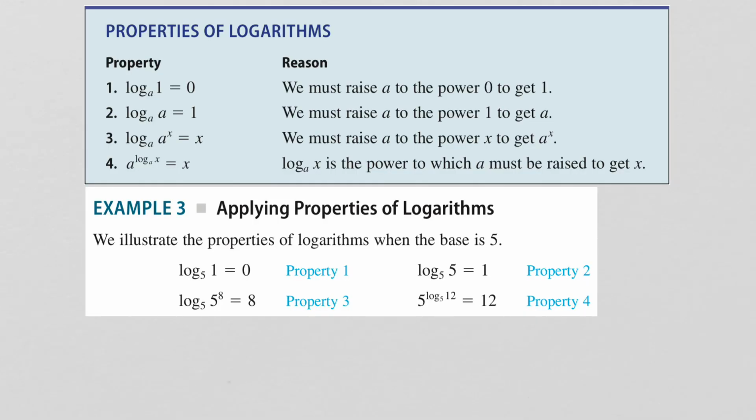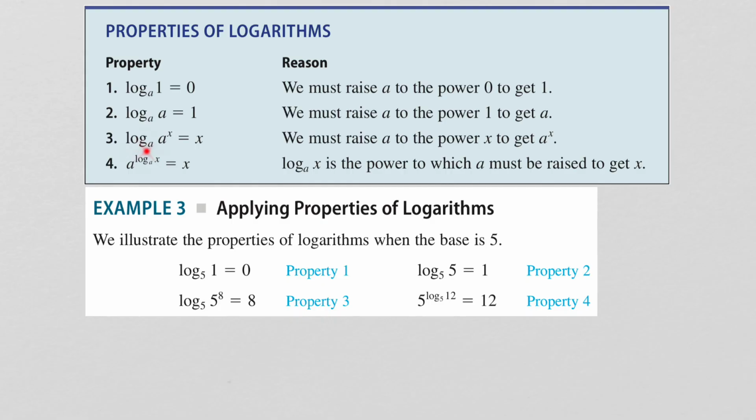We have some basic properties of logarithms. We know that log base a of 1 is always equal to 0, and this is because a to the 0 power is always equal to 1. We know log base a of a is 1 because a to the power 1 is a.